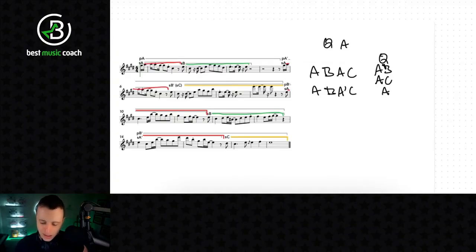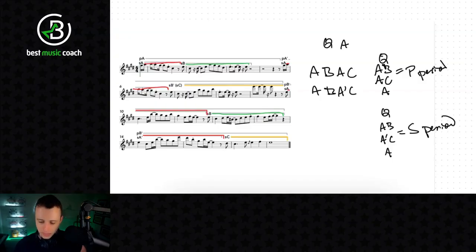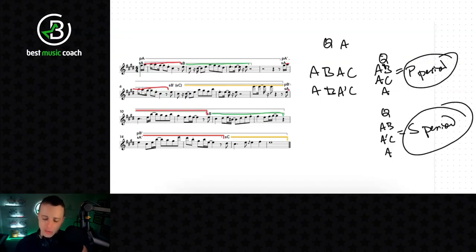We have ABAC, and then we have another question, which is a different A and a different B, and then we have A prime C, which is the second answer. Now, in classical terms, this is going to be called a parallel period, whereas this is going to be called a similar period. But again, you don't need to think about these terms because these terms are loaded with all kinds of rules about where cadences need to happen, what kind of cadences need to happen.